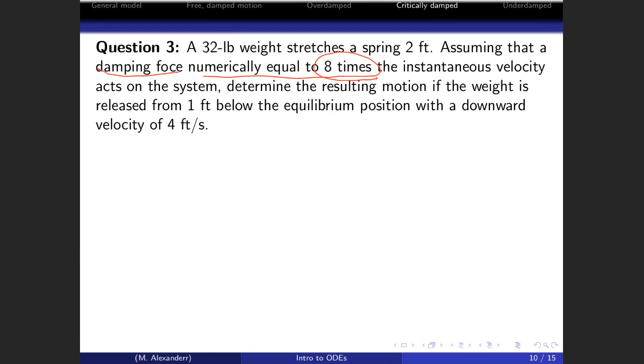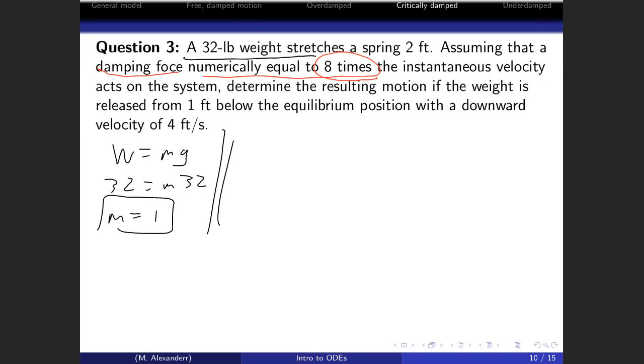Okay, so going back to square one. A 32-pound weight. Just from that, we remember that weight is equal to mass times gravity. So 32 is equal to mass times gravity, which in this case is 32 feet per second squared. And so we said that the mass is equal to 1.